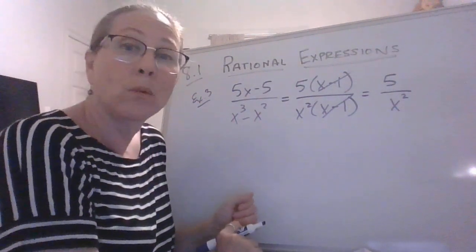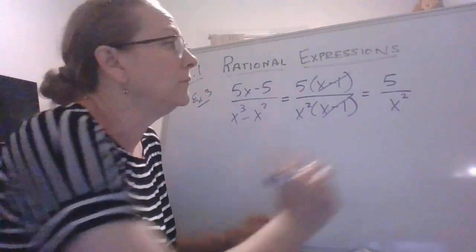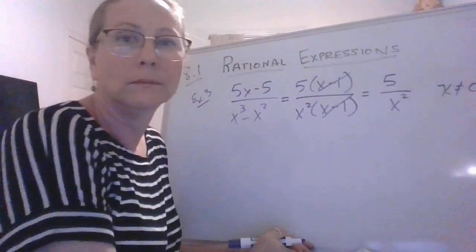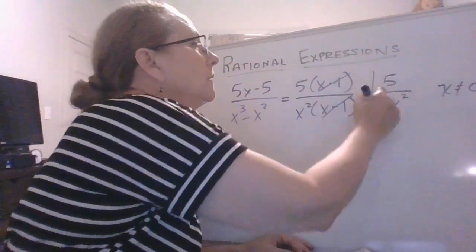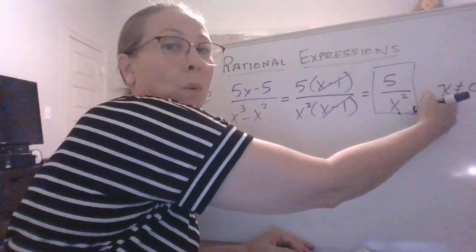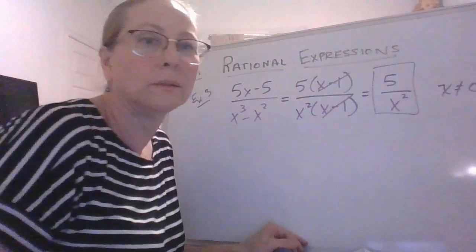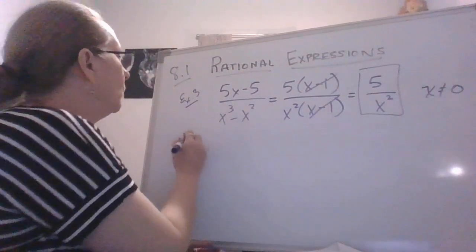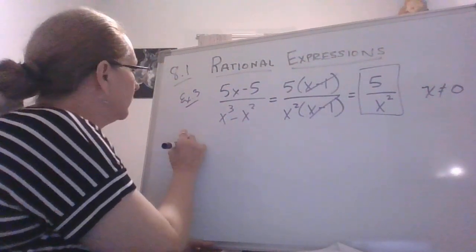So we might want to say where it's undefined. It would be undefined if x was 0. So x cannot equal 0. Simplified answer, where the number is undefined, 0. Sorry, that fell off the screen just a little bit. Next example, example 4.